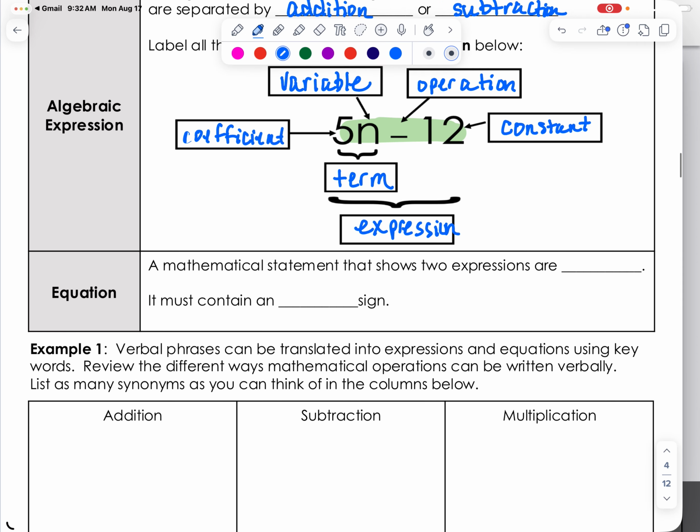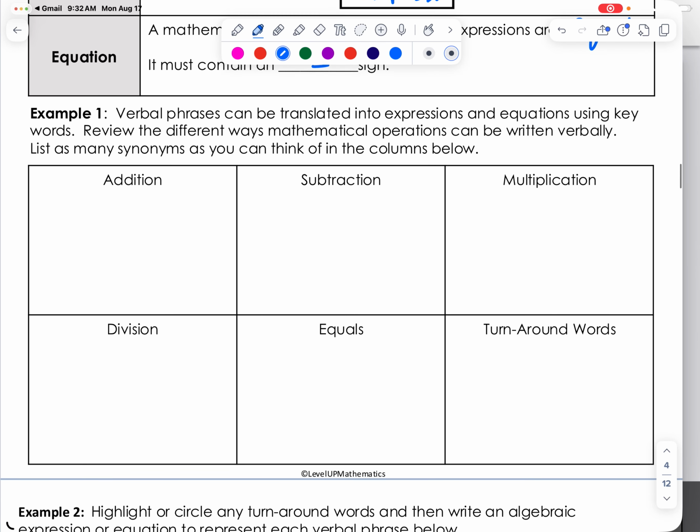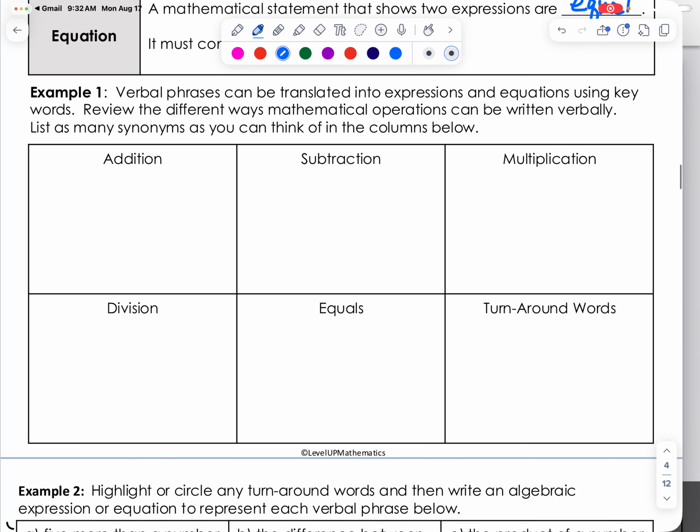Now, an equation is a mathematical statement that shows two expressions are equal. An equation must contain an equal sign. If it does not contain an equal sign, it's not an equation. All right, example 1. Verbal phrases can be translated into expressions and equations using keywords. Review the different ways mathematical operations can be written verbally. List as many synonyms as you can think of in the columns below.